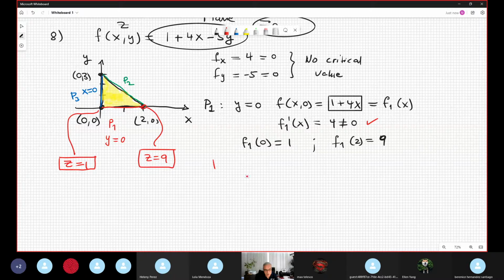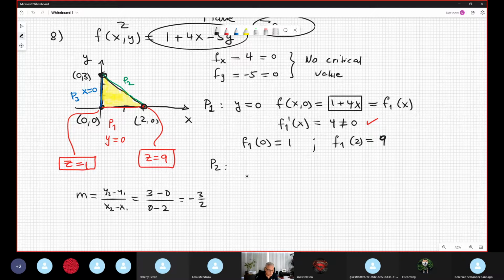Let's do it. Suppose I don't know anything. Path 2. On path 2, I need to find the equation of this green line. The slope of this line uses the famous formula y2 minus y1 divided by x2 minus x1. You take points 1 and 2, this and this, no? It's 3 minus 0 divided by 0 minus 2. It's negative 3/2. It makes sense that it's a negative slope because it's going down from left to right.